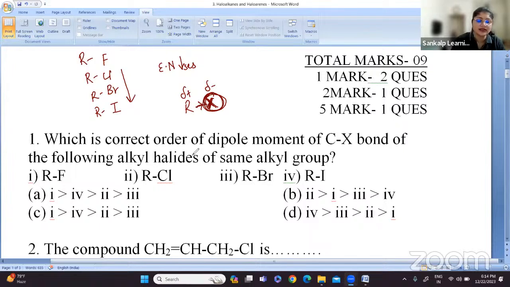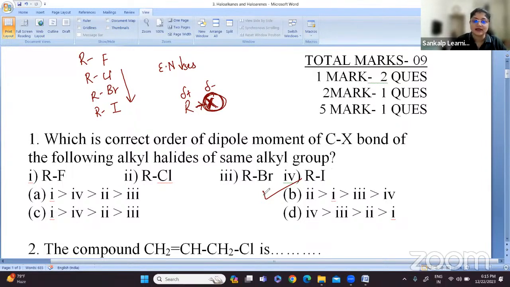So which is the answer? It is option number B. RCl is greater than RF is greater than RBr is greater than RI. So what is the reason? As you go down the group, the size of the halogen atom increases, so the dipole moment goes on decreasing. So this is the correct order.